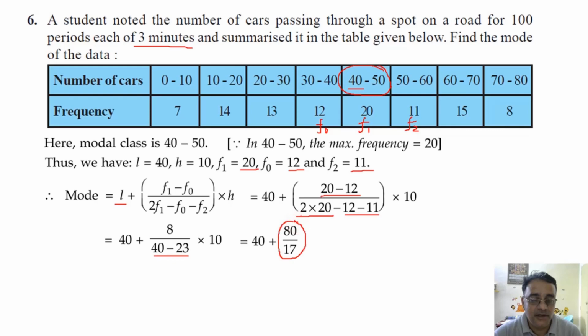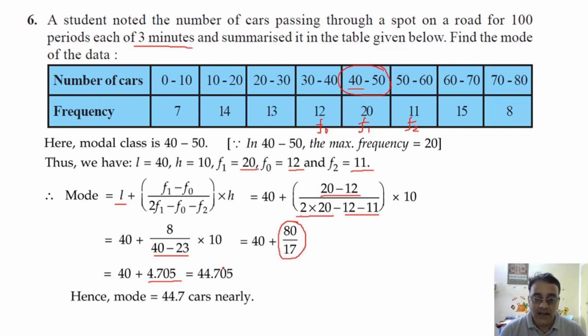Now divide 80 by 17, you will get approximately 4.705. Hence the final answer is 44.705, approximately 44.7. Hence, the mode is equal to 44.7 cars nearly. So, any doubt in this question? No, sir. Okay. So this is the last question of today's session.